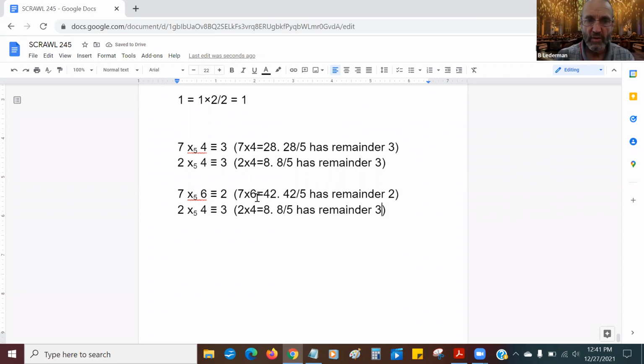And here, similarly, 7 is congruent to 2, and 6 is congruent to 1. And this is just 2 divided by 5. So notice that 7 is congruent to 2, 4 is congruent to 4. 7 is congruent to 2, 6 is congruent to 1. So if I multiply, no matter how I do it, I'm going to get the same answer. So that was really my whole point here that I wanted to point out. Okay, back to the book.